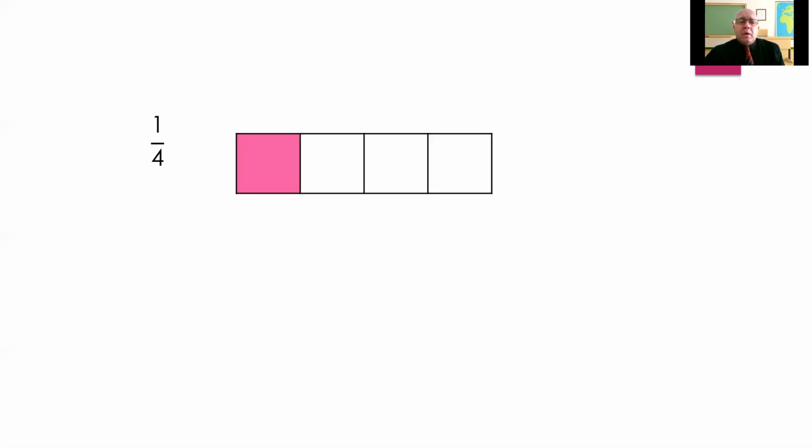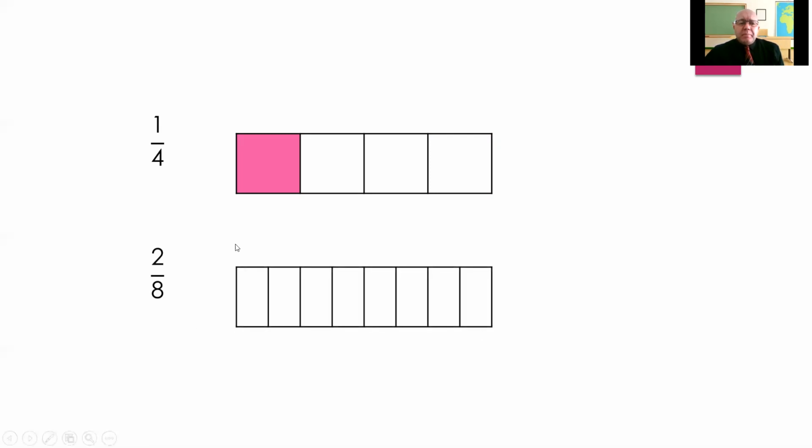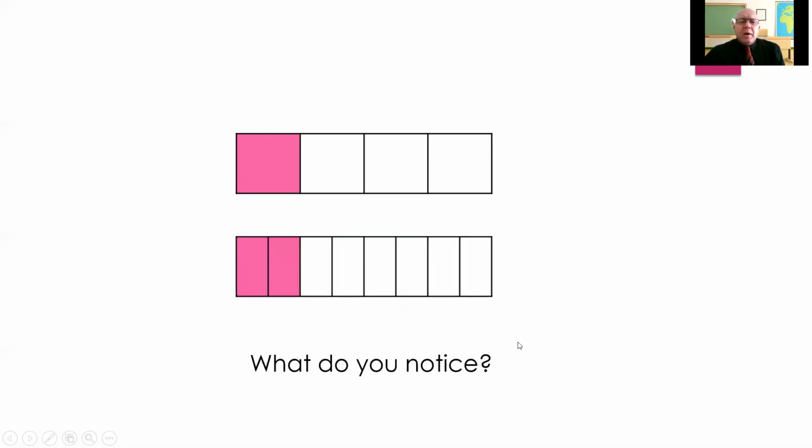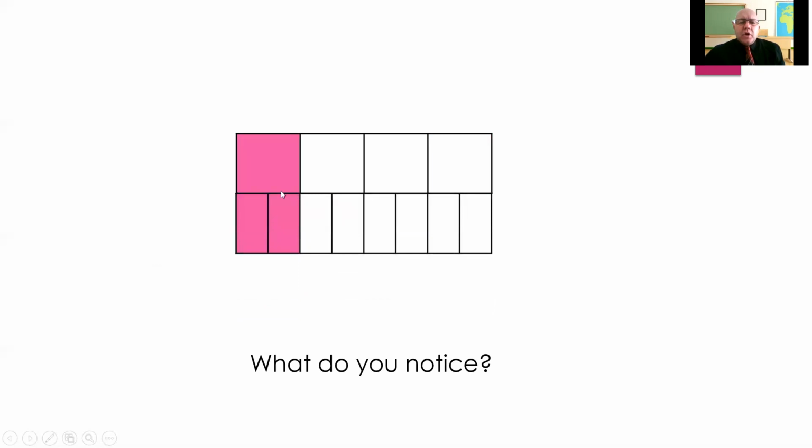Okay, here we've got 2/8. So there's our bar, same length of bar, so it's the same size whole, and the whole has been split into 8 equal pieces. And we're going to shade 2 of them. There we go. You notice anything? Hopefully you've noticed that it is the same amount of shading. So 2/8 is exactly the same size as 1/4. Hopefully you can all see that.